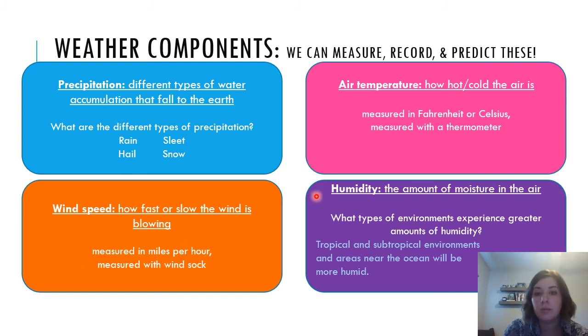And lastly, humidity. Remember, we talked about that hygrometer that measures the moisture, how much water is in the air, and it can feel very sticky. So if you think about tropical, subtropical environments, any area near water, like the ocean, are going to be more humid. There's going to be more water in the air that's getting evaporated from those bodies of water and is now in the air. Or if you think about if it just rained or it's about to rain, it might be humid.